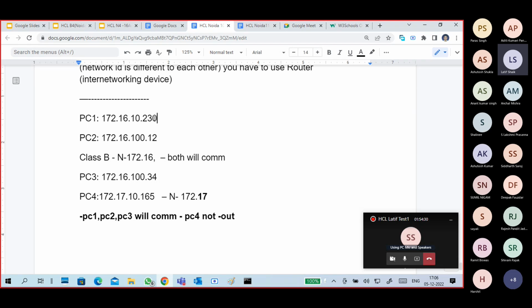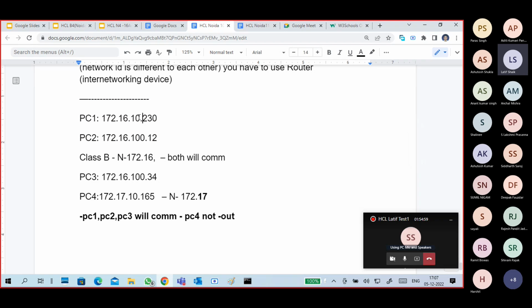Guys, see, I have one PC. I have another PC. The IP addresses are assigned like this, and these two PCs can communicate with each other. It is a class B. The first two portions are the network portion. Look at the first portion, same. Second portion, same. Third and fourth are the host portions, and there is some difference there, no problem.